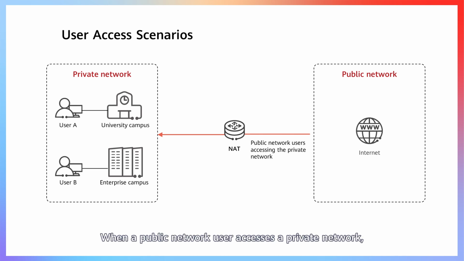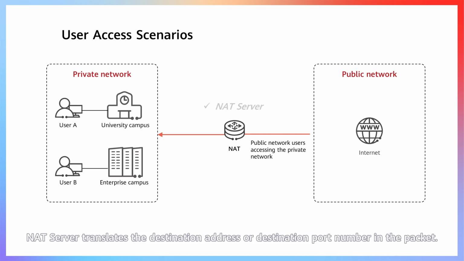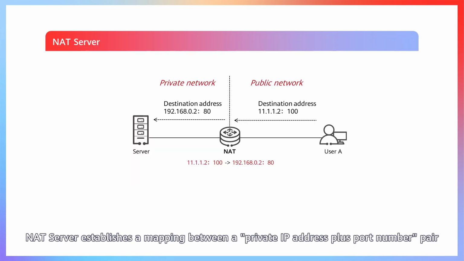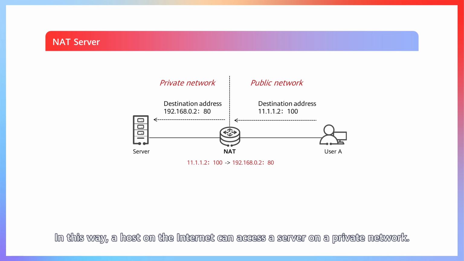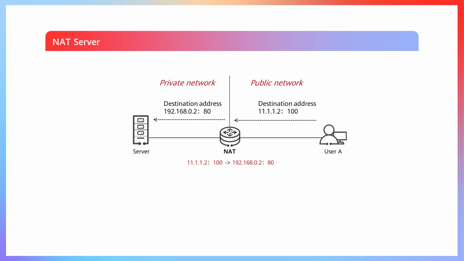When a public network user accesses a private network, NAT server translates the destination address or destination port number in the packet. NAT server establishes a mapping between a private IP address plus port number pair and a public IP address plus port number pair on a NAT device, and then translates the destination IP address and port number in a public packet into a private IP address and port number. In this way, a host on the internet can access a server on a private network.